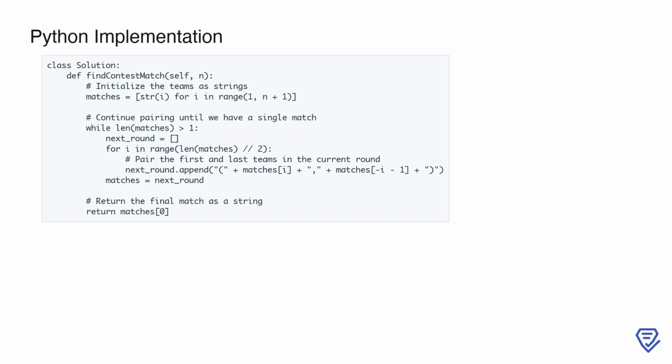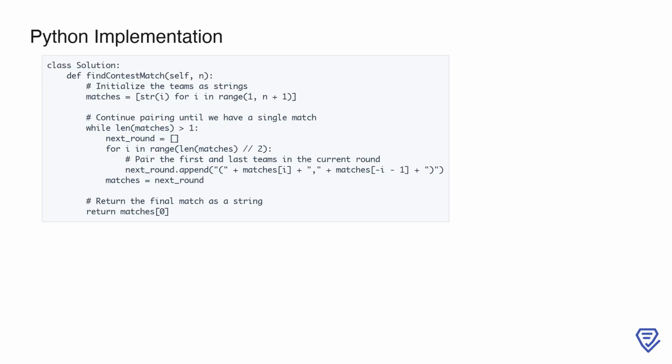The algorithm then enters a loop that continues until there is only one matchup left. In each iteration of the loop, the function creates a new round of matches by pairing the first and last teams, the second and second to last teams, and so on. These pairs are formatted as strings in the form A, B, where A is the team from the beginning of the list and B is the team from the end of the list.